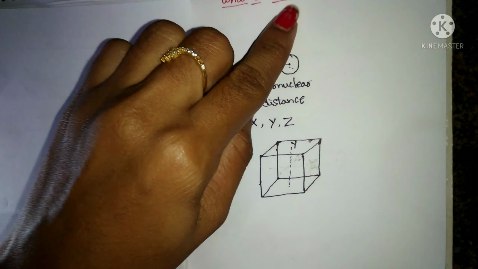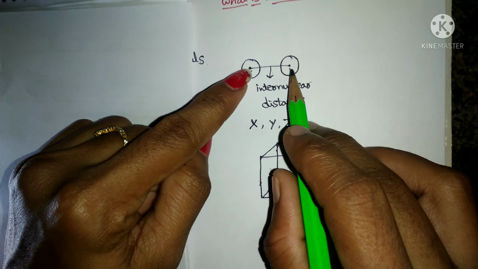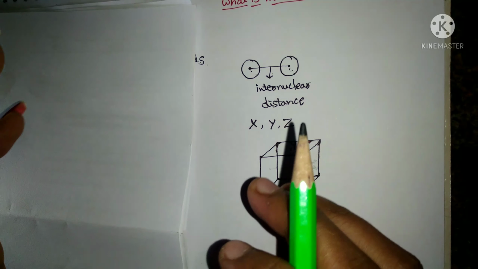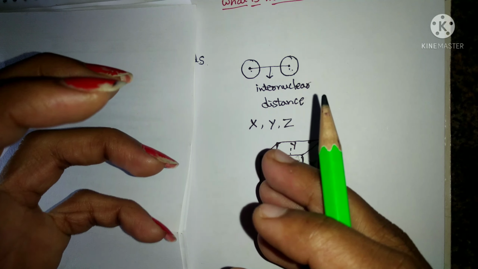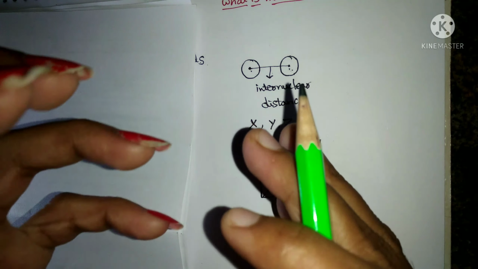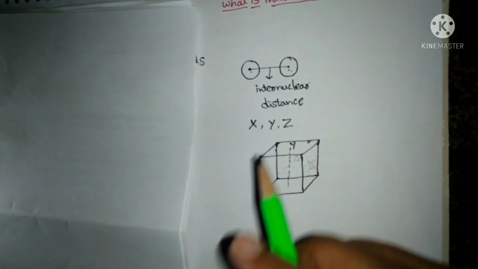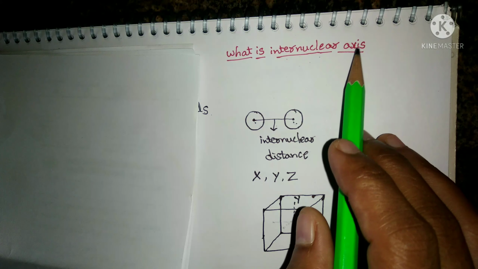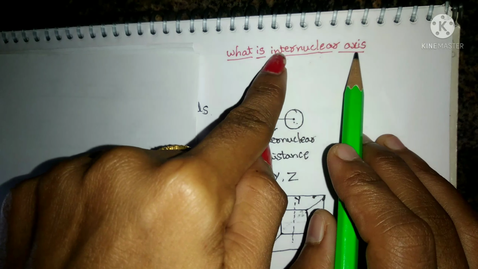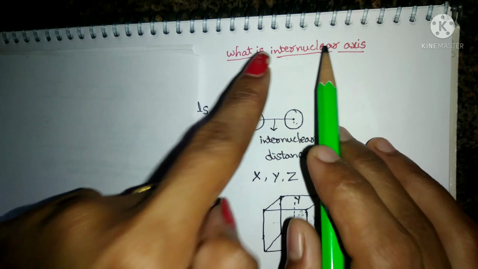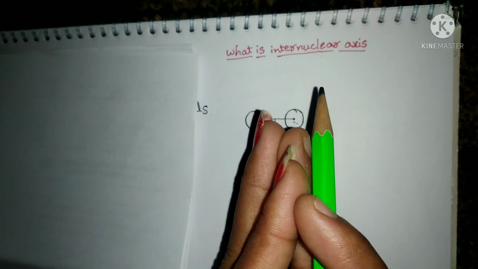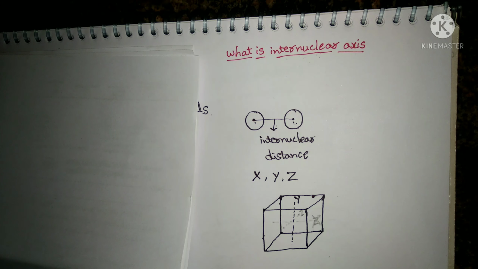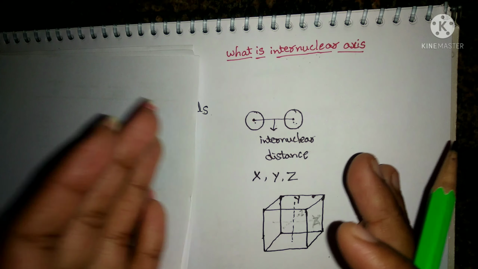Now, the internuclear axis: between the two nuclei of two bonded atoms, if you consider only the axis, not the space, that is the internuclear axis. In simple words, the axis which is present between the nuclei of two bonded atoms is called the internuclear axis. Clear, students? Internuclear axis means what?